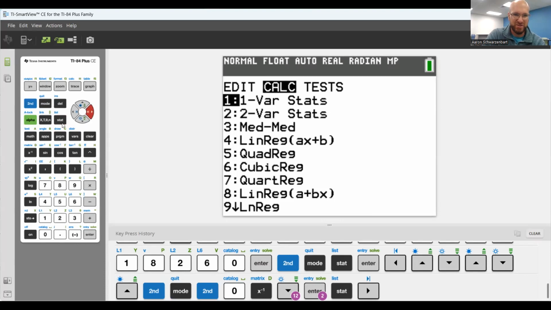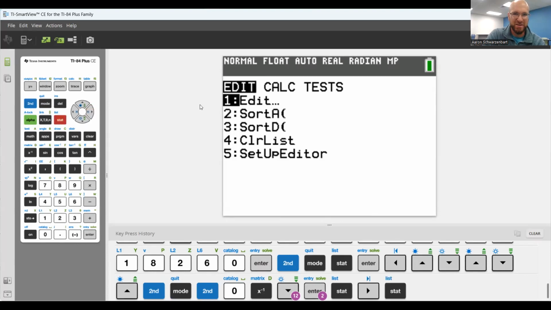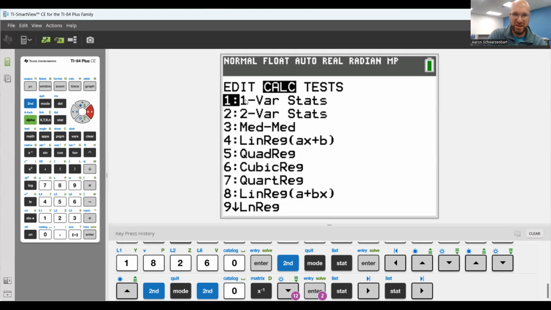So to calculate it, I press the stat button again, scroll over with the arrows to calc, and I'm going to go to LinReg(ax+b). Kind of wish it was mx plus b, but ax plus b works. There's a LinReg a plus bx. It's the same thing, but they switched the order. So make sure you pay attention to this.